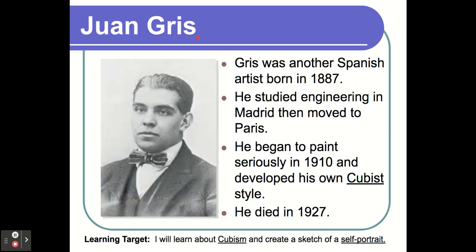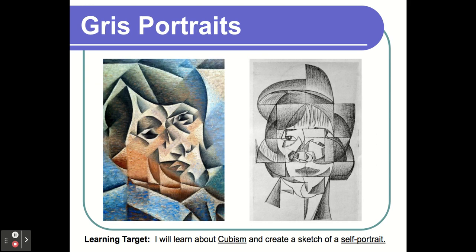The artist Juan Gris was another Spanish artist. He was born in 1887, just a few years after Picasso. And before he studied art, he actually studied engineering in the city of Madrid. Then he moved to Paris and he began to seriously paint in 1910 and started to develop his own Cubist style. Gris died in 1927, so he had a much shorter life than Picasso. But let's take a look at his style.